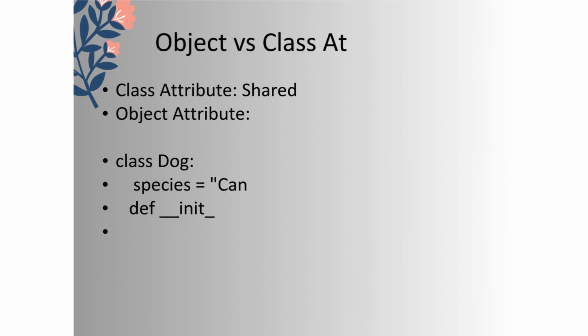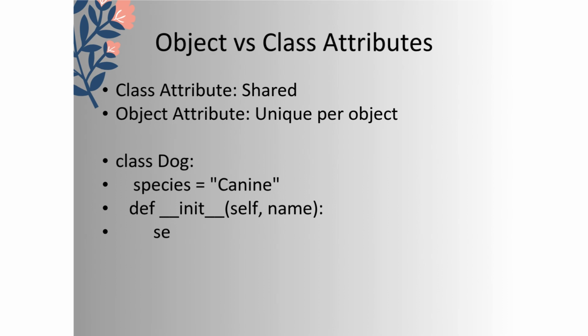Object versus class attributes. Let's compare two types of attributes. Class attribute: shared by all objects. Object attribute: unique to each object. Example: class Dog: species = "canine". def __init__(self, name): self.name = name. So no matter how many dogs you create, they will all have species equal to canine but different names.